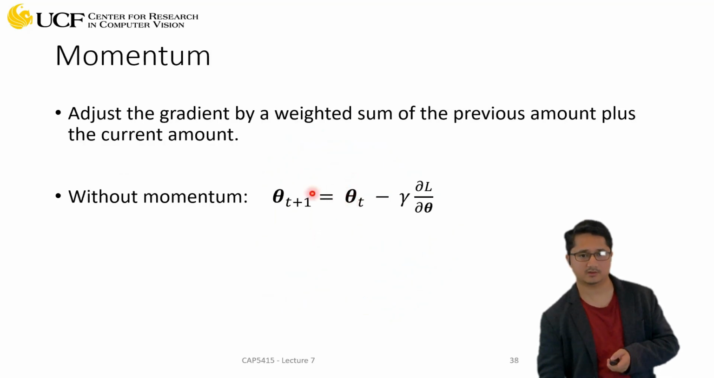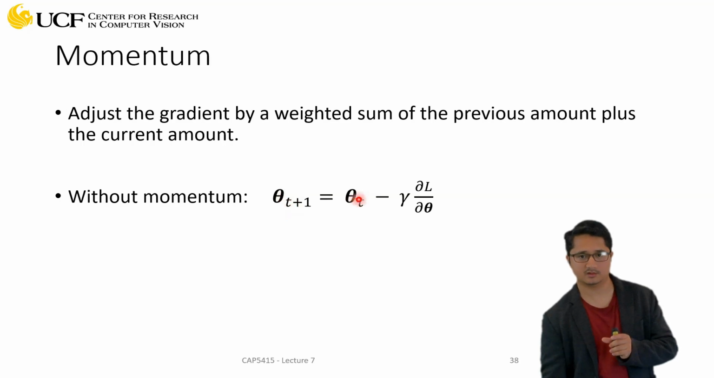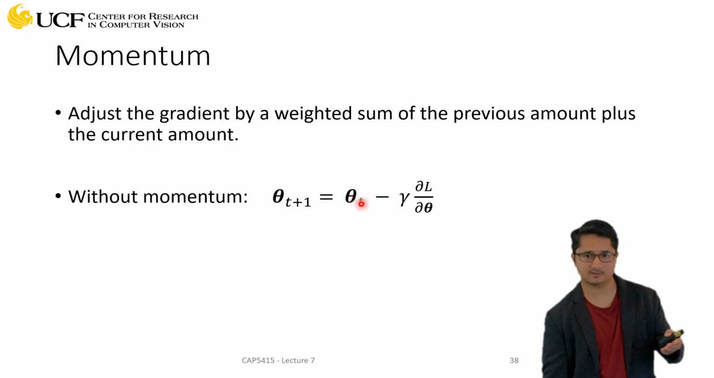So this is your normal gradient step when you are not using momentum. This is your updated value for the weight. This is the weight value in the previous step. This is the learning rate, and that's the gradient.